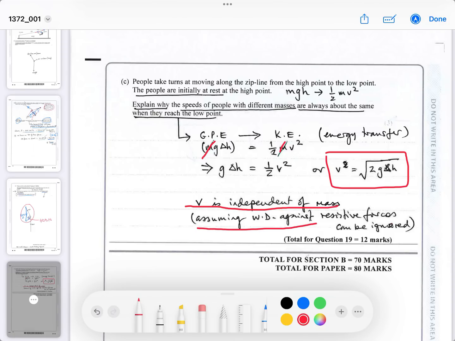So assuming work done against the resistive forces can be ignored, and that a larger person doesn't have a much larger resistive force. We're assuming that, and if that's the case, then the mass doesn't make any difference. It's basically all masses fall at the same rate due to gravity. Okay, so the only thing that could spoil this idea is if the resistive forces are different on different sized individuals. Remember, physics is a simplification of reality. You can't get 100% accuracy in physics even at advanced level.